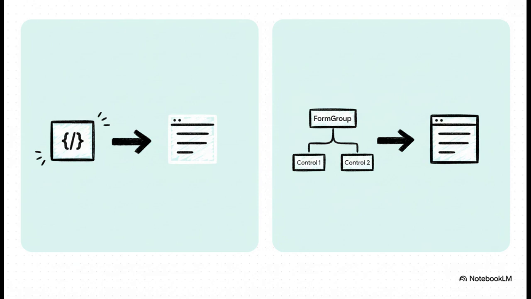Now look to the right. With Reactive Forms, it's kind of the other way around. We explicitly build the structure of the form first, using form group and form control, and we define validators right there. It's a subtle shift in thinking. Does your data define your form, or does your form define your data structure?